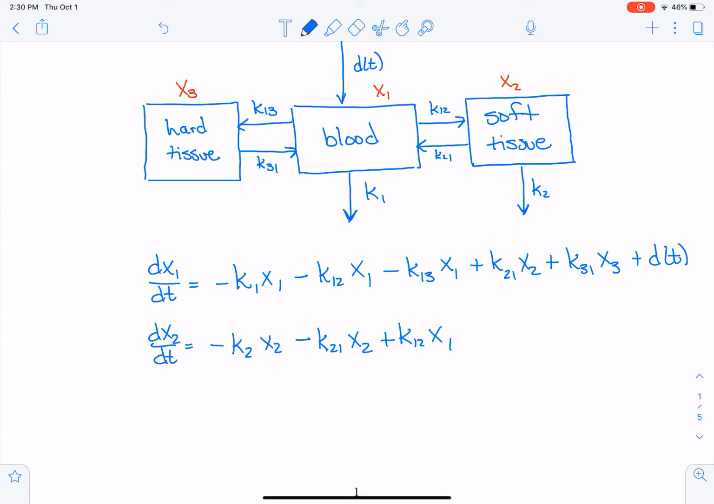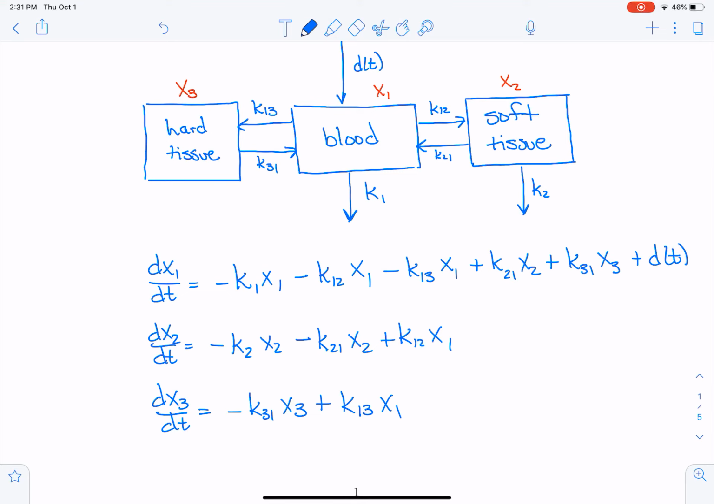Then finally, we have the hard tissues, dx3/dt. And that will be what's leaving the hard tissues for the bloodstream, minus K3,1 X3, and then what is going from the bloodstream into the hard tissues, that will be plus K1,3 X1. And so here we have a system of three differential equations that describes the three compartments for the bloodstream, soft tissue, and the hard tissues.